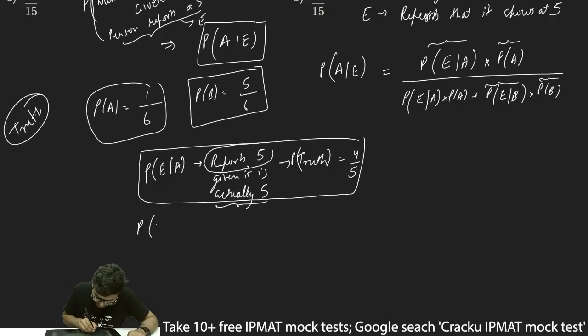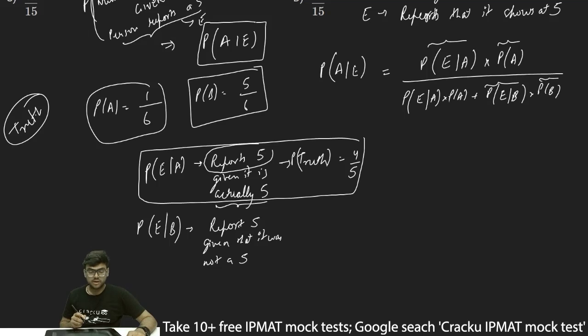Similarly, the probability of event E given that B has already happened: he is reporting 5 given that it is not a 5. Now what I am doing is I throw a pair of dice. The number coming up is 3. It is not a 5. Now I am telling you that the number is 5, but actually the number is not 5. So what I am doing is basically I am lying to you.